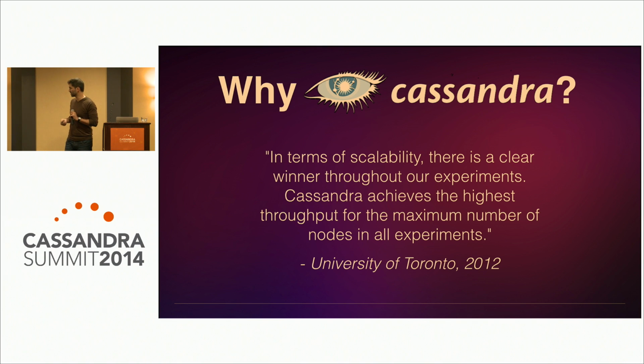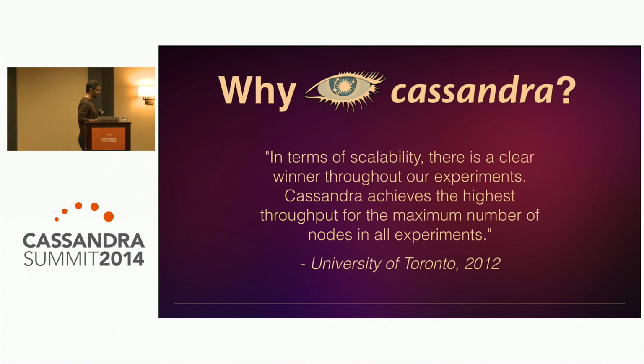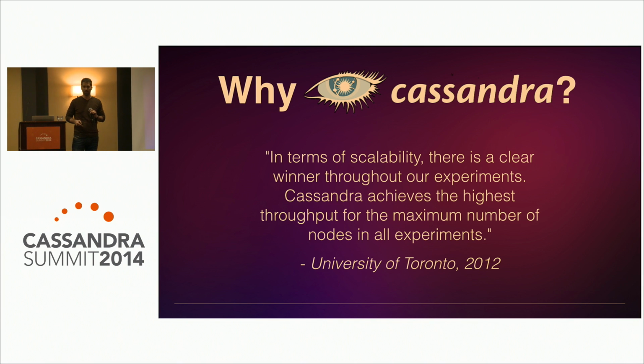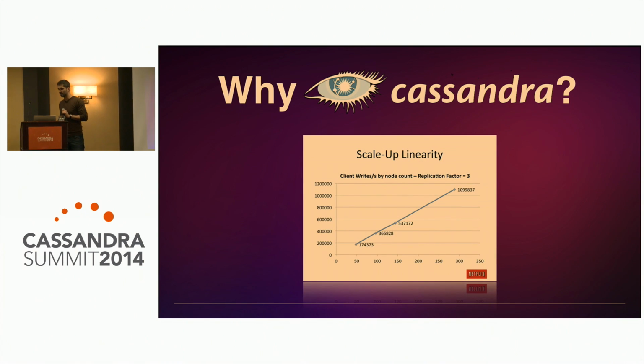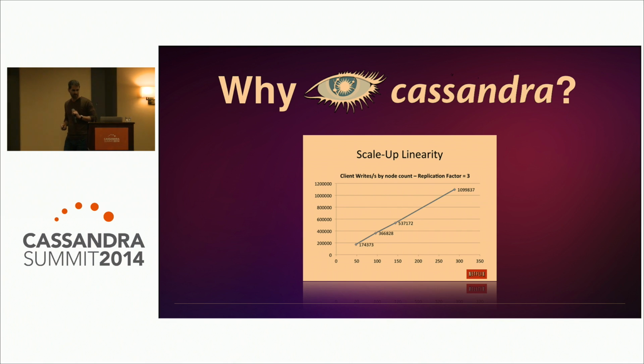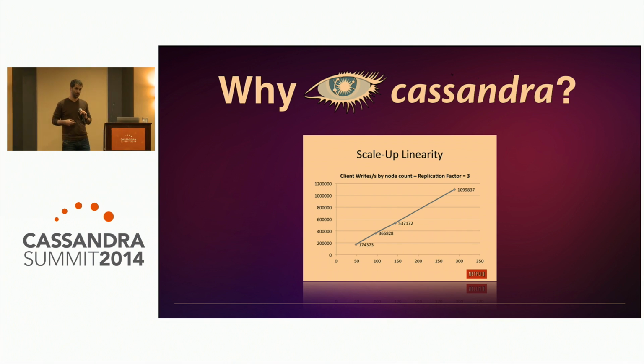It scales linearly. They did a review of all of the NoSQL open source stores that they could find, and Cassandra was the only one that performed this well. And of course, Netflix has shown that they were able to get up to, I think it's 1 million writes per second with Cassandra, and again, linear scaling.